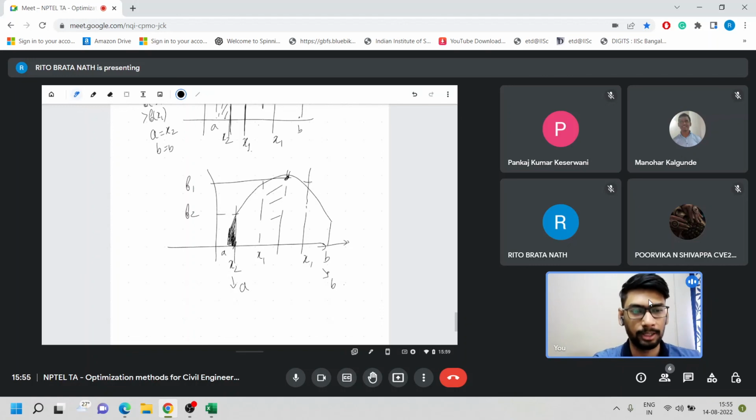Probably you'll get some questions like that in the assignment as well. That's what I was doing in the Excel example also. I was setting my A and B accordingly by looking at the conditions.